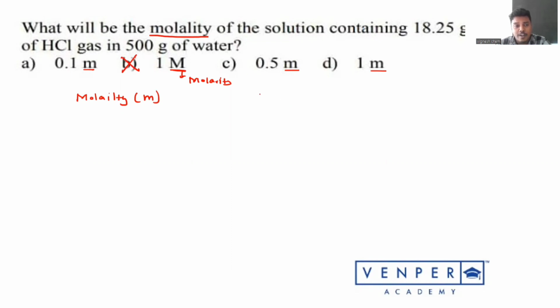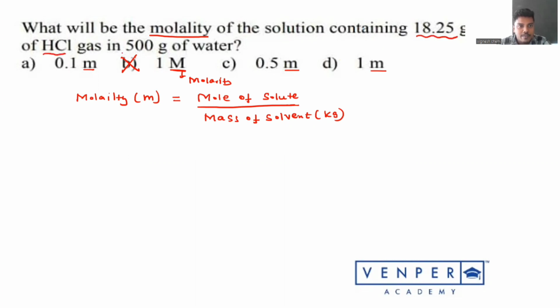Now we know the formula. What is the molality formula? The moles of solute dissolved by the mass of solvent in kilogram. Now what is the solute in the solution? The lesser quantity is solute, the higher quantity is solvent. 18.25 gram of HCl is the solute, and 500 gram is water.